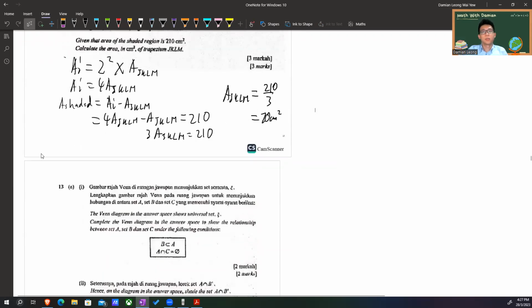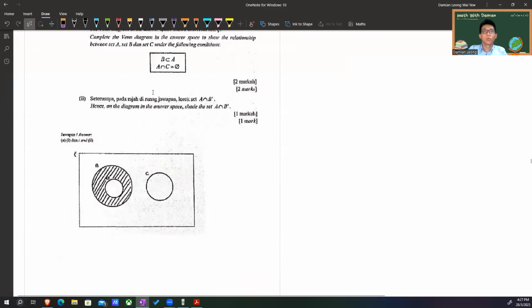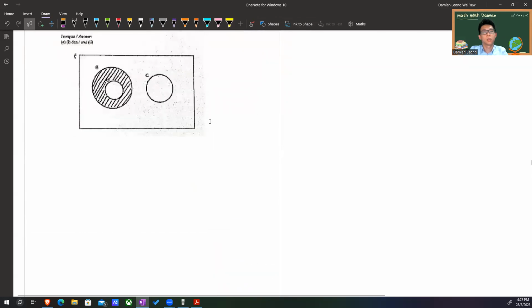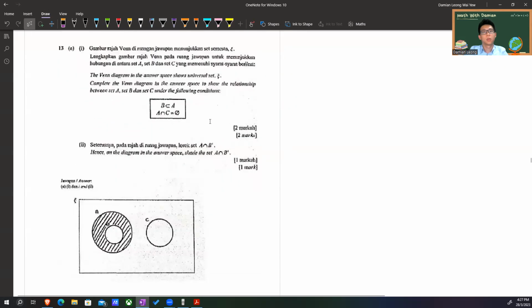And question 13. I have a Venn diagram. In the answer space, complete the Venn diagram to show the relationship between set A, set B, and set C under this condition. B is a subset of A. Sorry, this is already the answer actually. So basically it's like this.